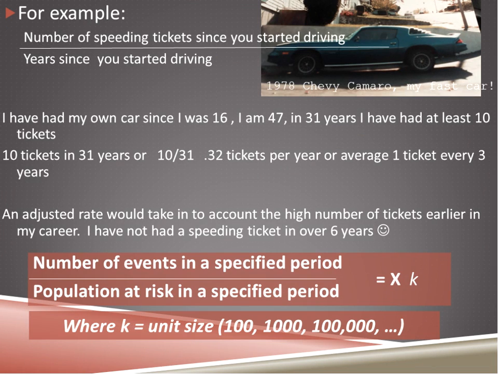And I thought this was really interesting because I've been driving since I was 16 and I'm now 47 years old, so that's 31 years. And I've had 10 tickets in 31 years. So 10 tickets in 31 years is 0.32 tickets per year, or an average of 1 ticket every 3 years. If we wanted to adjust this rate, we could do that by looking at when you had the highest density of your speeding tickets, which was probably in the beginning of your career.